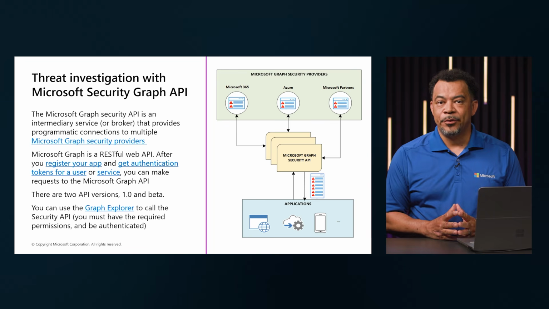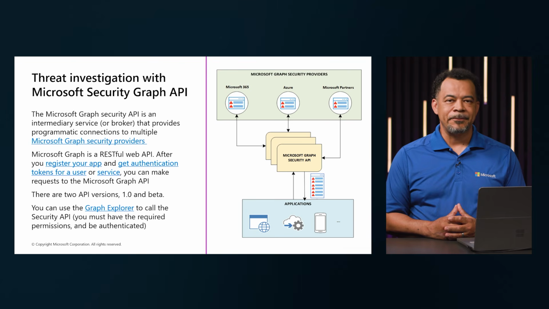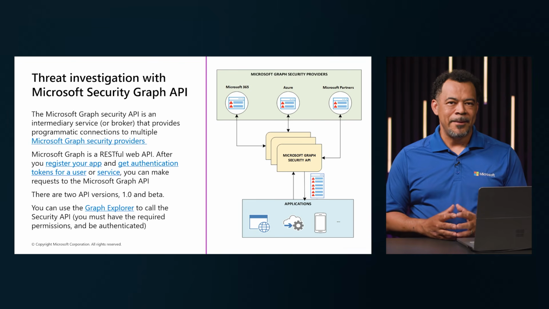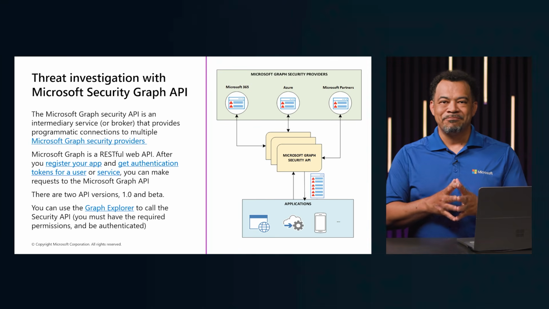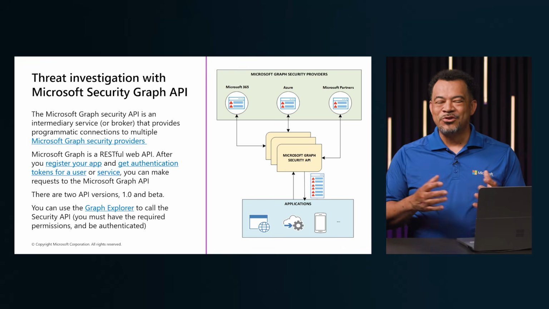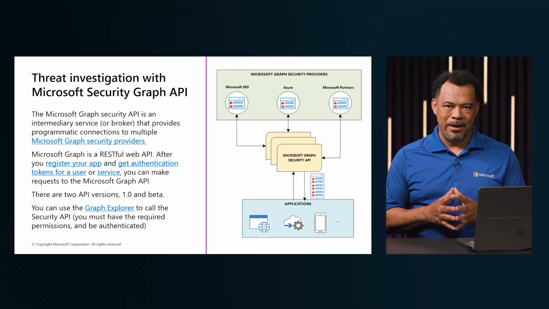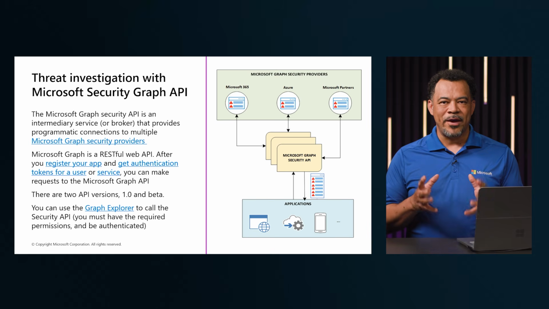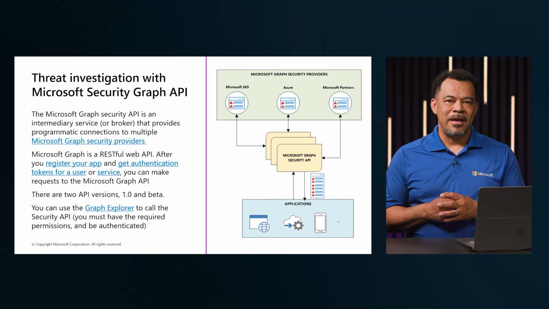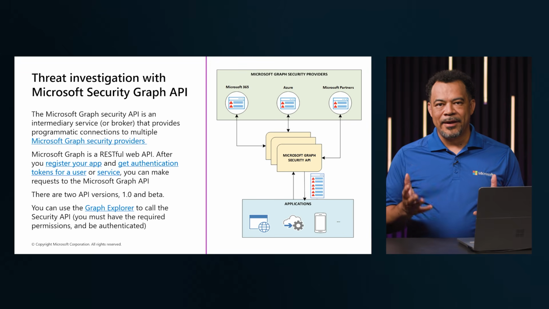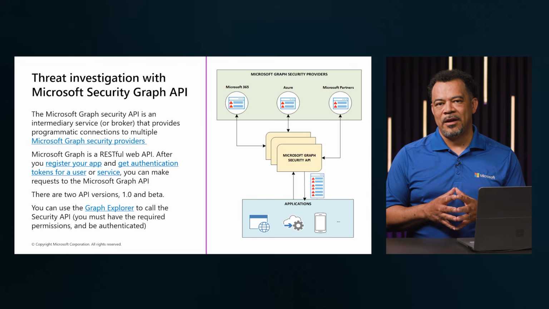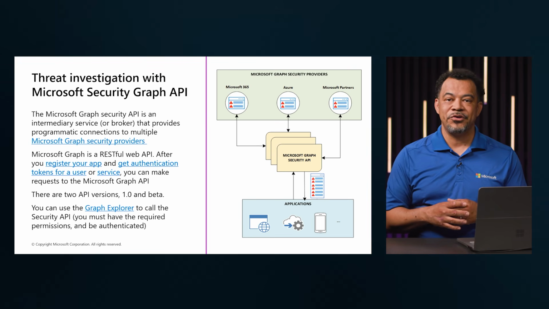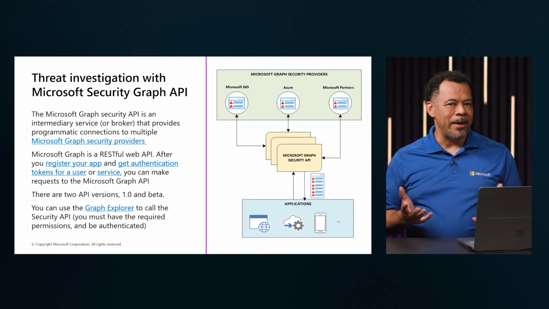One of the things that you may also want to consider is using Microsoft Graph in your overall security practices. The Microsoft Graph Security API is an intermediary service or broker that provides programmatic connections to many different Microsoft services that we have out there. Microsoft Graph is a RESTful web API. After you register your app and you get authentication tokens for a user or service, you can make requests into the Microsoft Graph API. There are 2 different versions that we have, version 1.0 and beta.